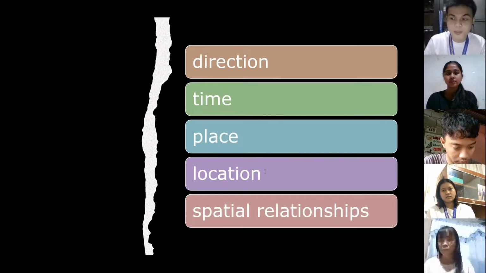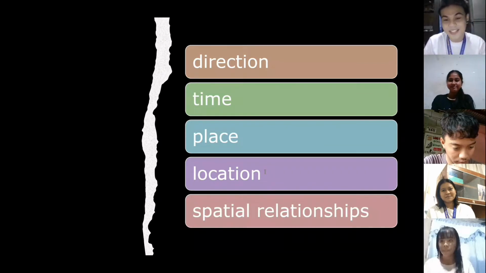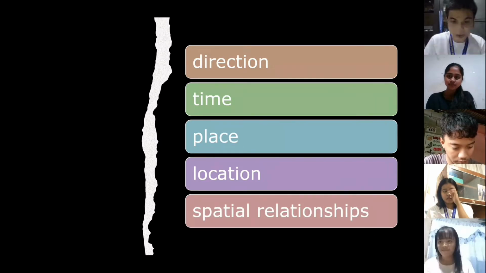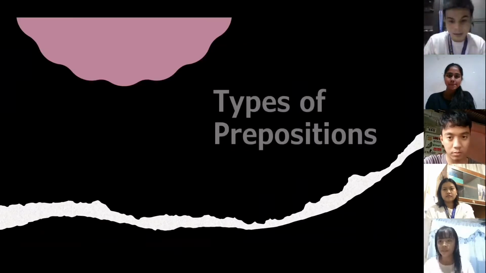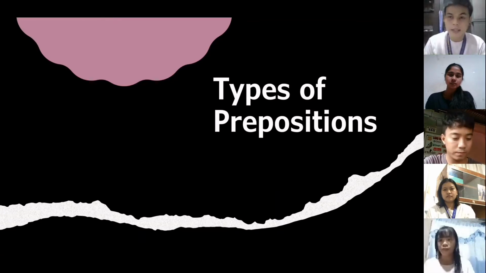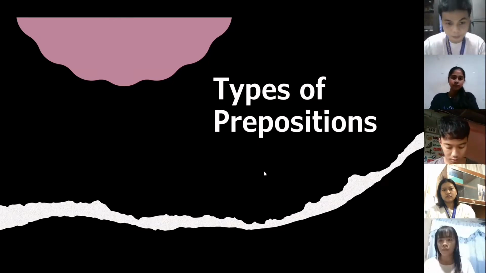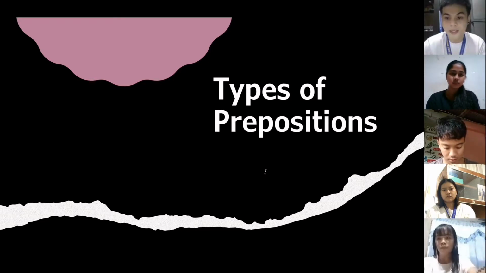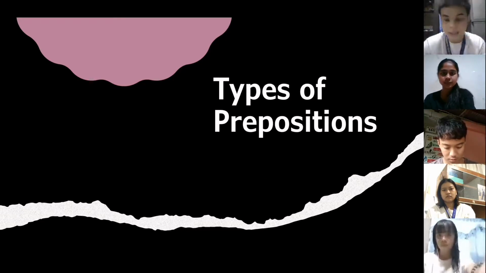Prepositions are commonly used to express direction, time, place, location, and spatial relationships, or simply to employ prepositional objects. So you all know that in grammatical conventions, there are types of everything, including prepositions. So we have first, prepositions for time and place, which will be discussed by Daniel Marquez.